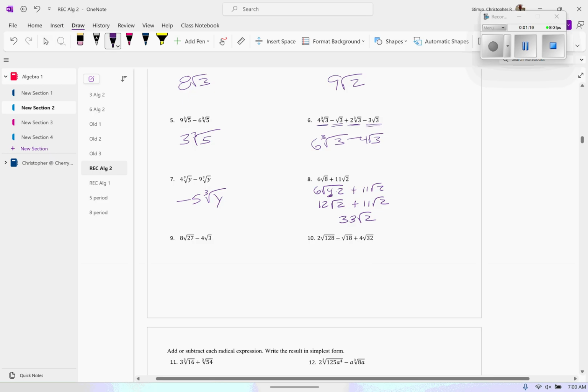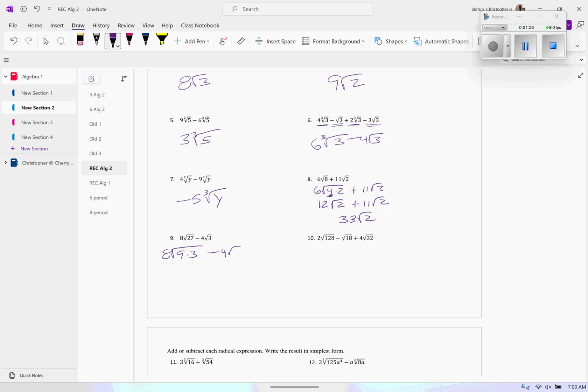Number 9, I need to break 27 down to 9 times 3. 4 root 3 stays as is. Square root of 9 is 3. 3 times 8 is 24. 24 root 3 minus 4 root 3. 24 minus 4 is 20, so I get 20 root 3.